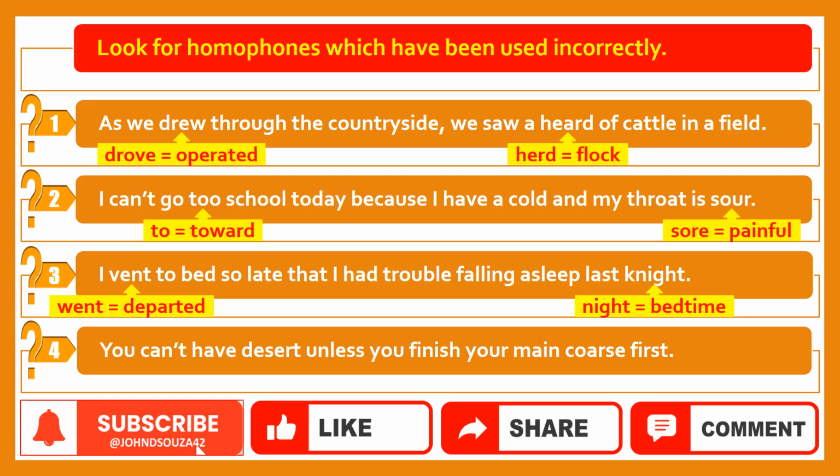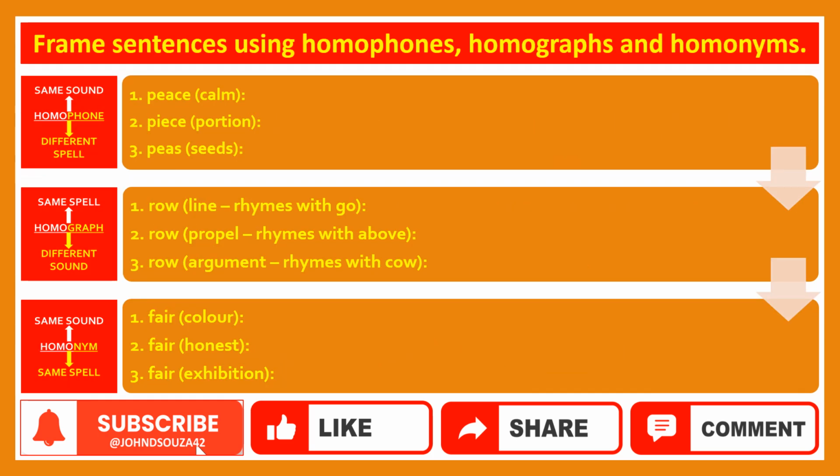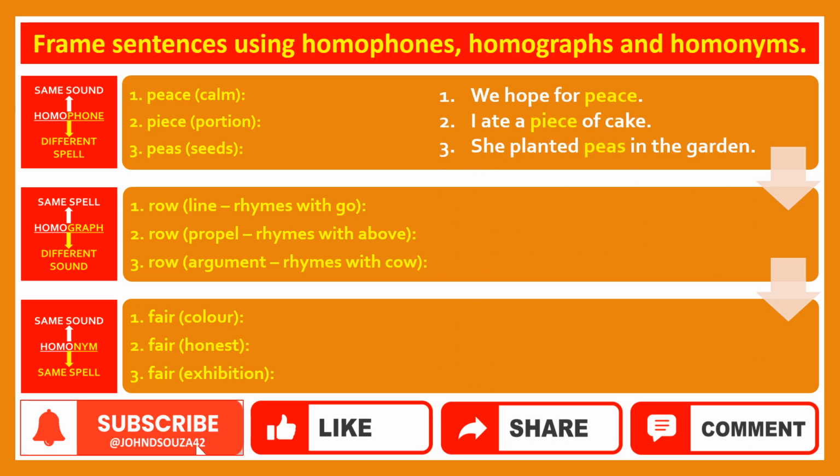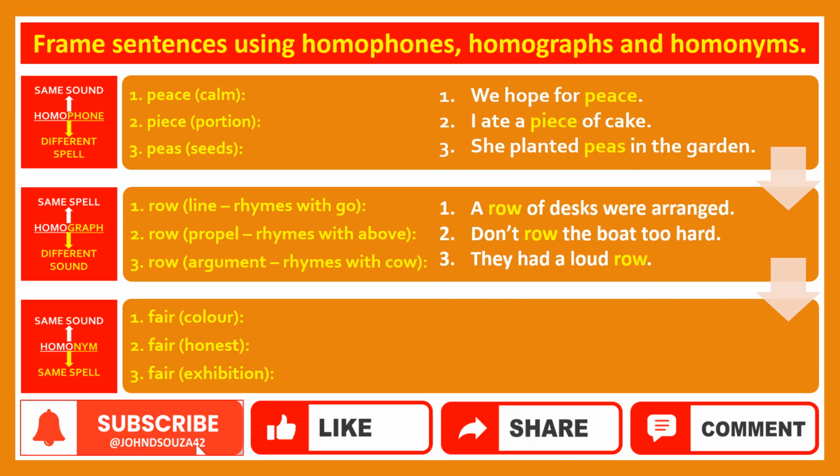In sentence 4, desert meaning barren land is used instead of desert meaning pudding. Again, coarse meaning rough instead of coarse meaning dish. Creating sentences pushes learners to think about sound and context, a powerful combination for retention. Check your responses against the answer key for homophones, for homographs, and for homonyms.